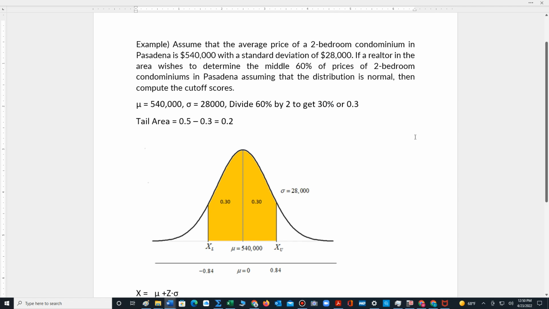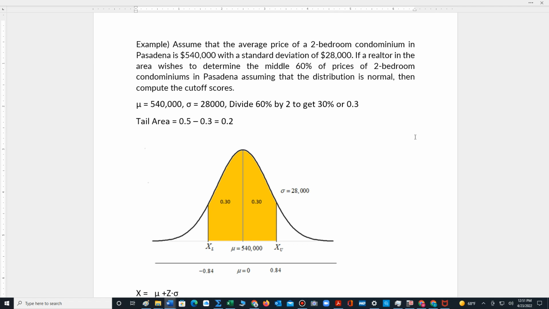This video will demonstrate how to compute cutoff scores using the normal distribution. The example that is given states the following. Assume that the average price of a two-bedroom condominium in Pasadena is $540,000 with a standard deviation of $28,000.